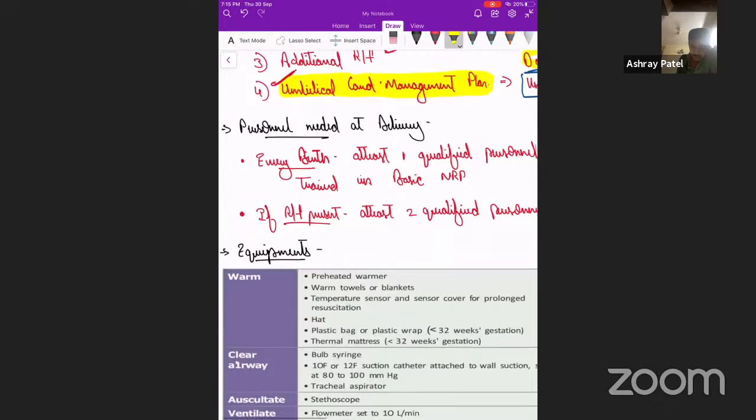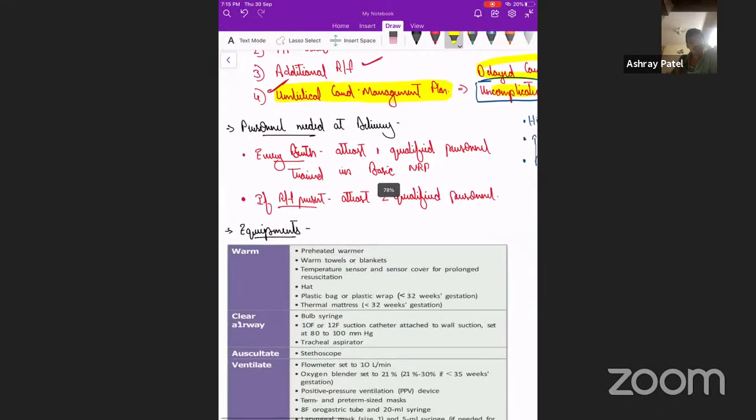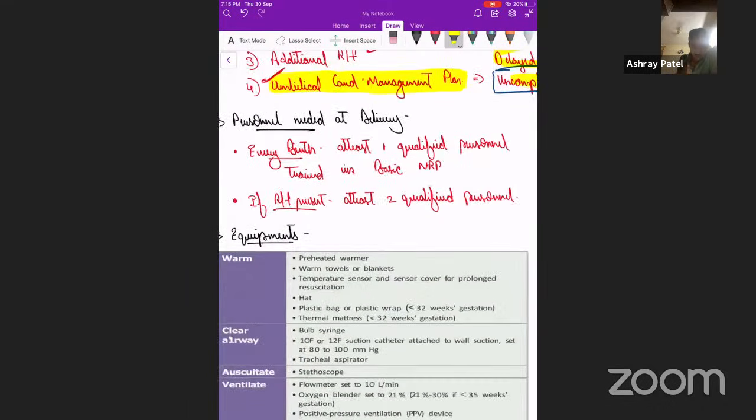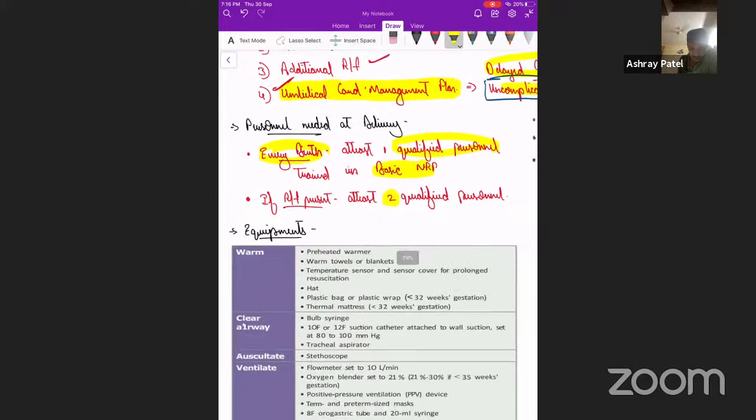Next, what is important is, how many of us should attend the delivery? So every birth should be attended by at least one qualified person trained in basic NRP. Okay, that is for every birth. In case any of the risk factors you have seen before are present, at least 2 qualified personnel should be present. Okay. And these are the list of equipment.